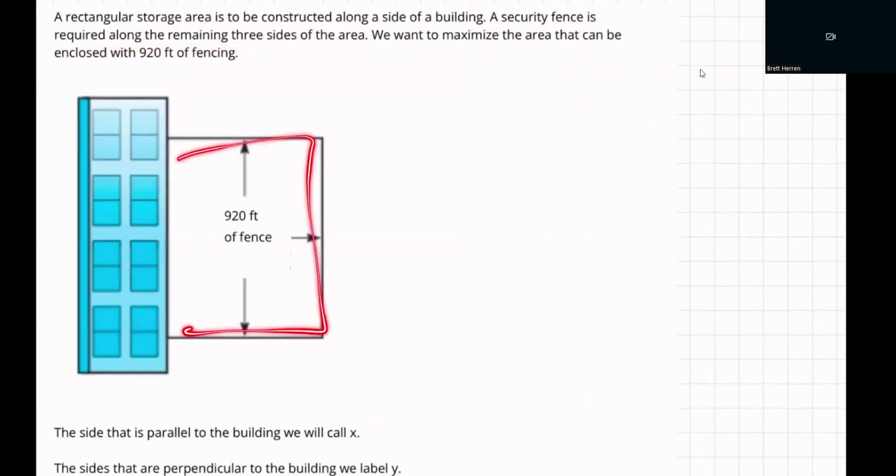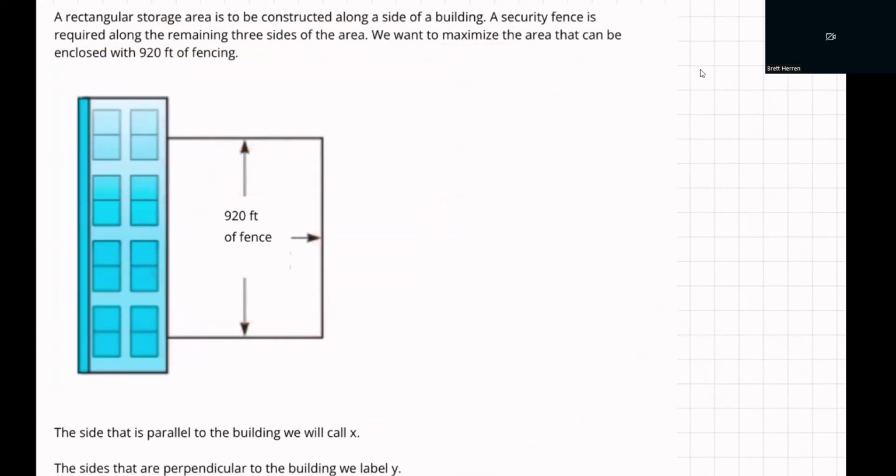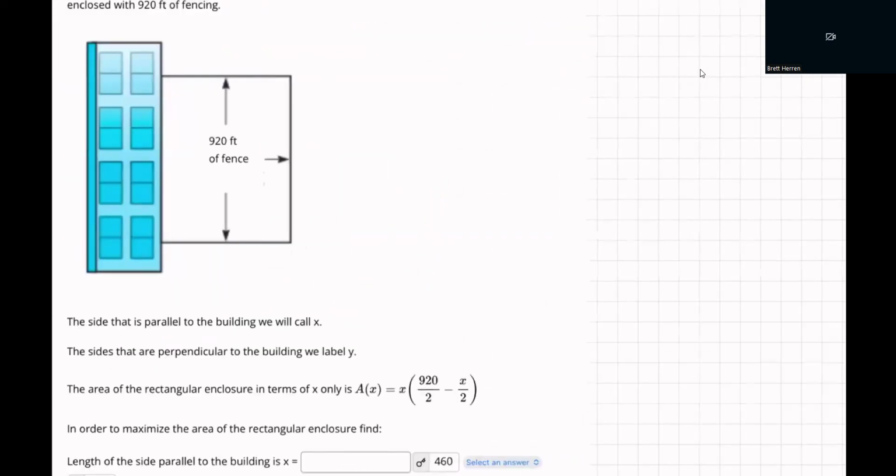So we have 920 feet of fencing. We could make it long and narrow or short and wide or somewhere in between. How should we make the rectangle using all 920 feet of fencing to get the maximum area? Well, down here it says the side parallel to the building we'll call X. It's this side, it's parallel to the building. And the side perpendicular to the building we'll call Y. So these sides are Y.